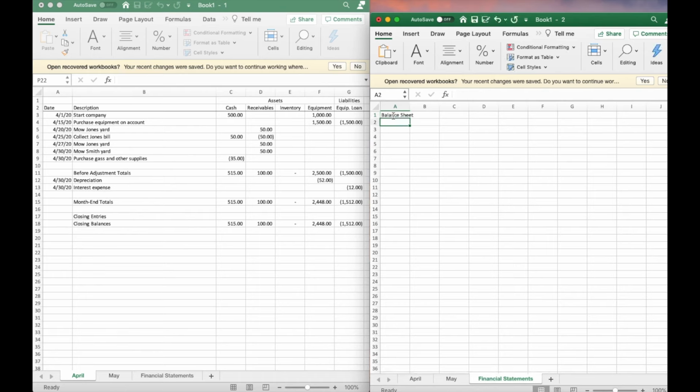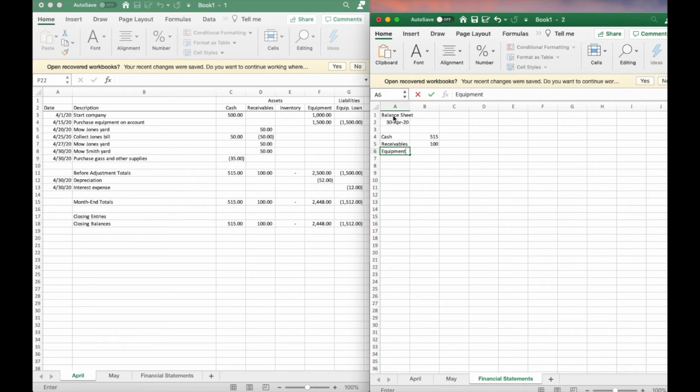Typically, you would start with the name of your company. I don't have one, so we'll start with balance sheet for April 30th of 2020. That's the period date. Excel format, definitely, but I'm not going to mess with that for right now. Now, let's clean this up. So our assets are cash of $515. I'm pulling off of the April worksheet. And then I have receivables of $100.